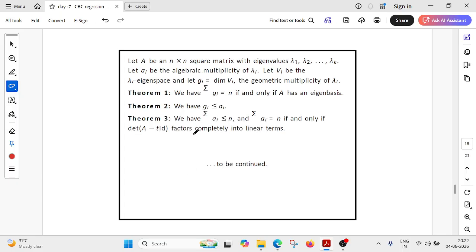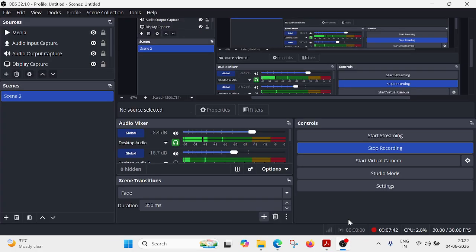So there are these three theorems on how to form the eigenbasis. The geometric multiplicity gi is less than or equal to the algebraic multiplicity ai, and both are equal to n if and only if det of A minus tI factors completely into linear factors. So I hope everyone understood this very small topic of today's class.